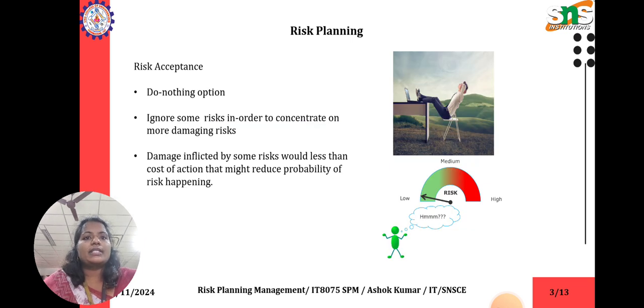Risk acceptance is the do-nothing option. Ignore some risks in order to concentrate on more damaging risks. The damage caused by some risks would be less than the cost of the action that might reduce the probability of the risk happening.